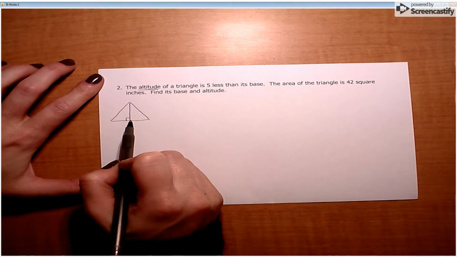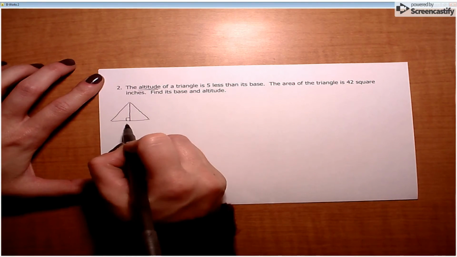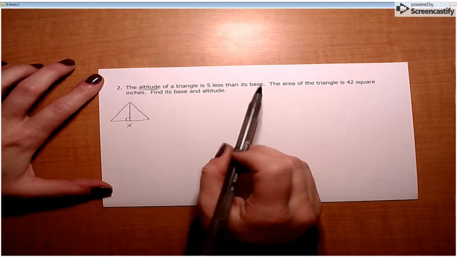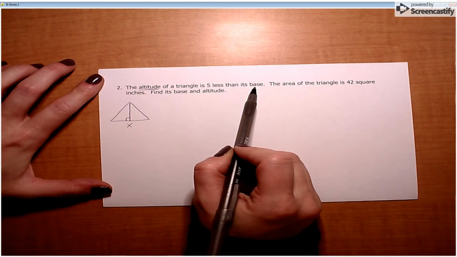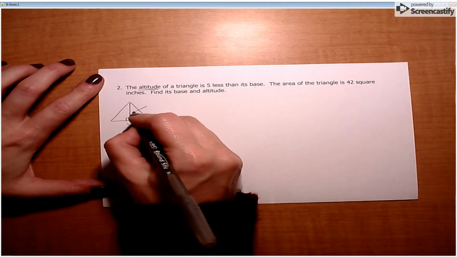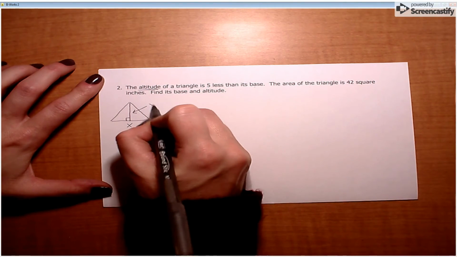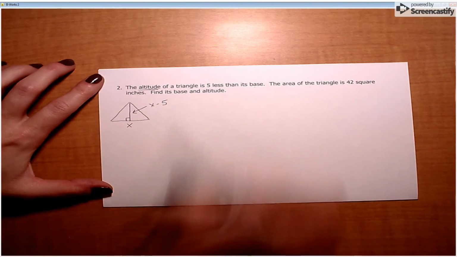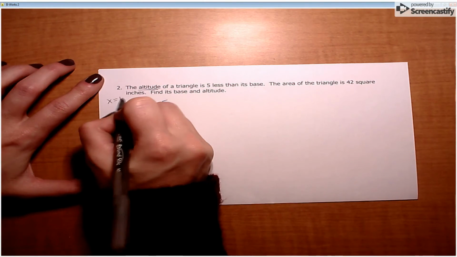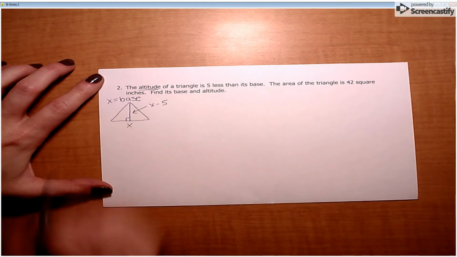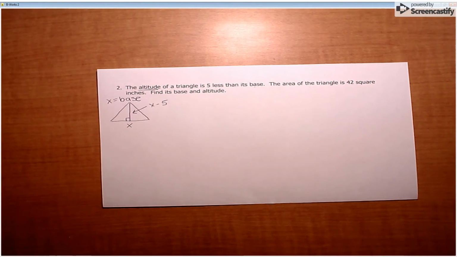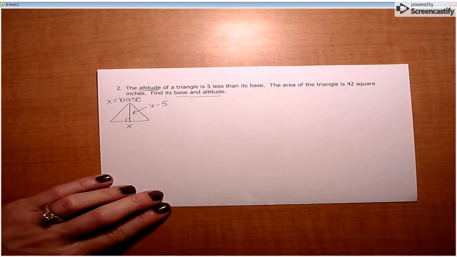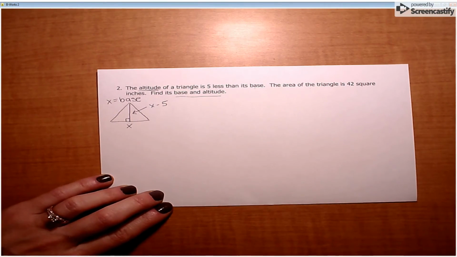So what I know is that this is my base, and the altitude is determined from the base. So this altitude here is 5 less than the base, and I can write that as x minus 5. So in this case, our value of x is the base measurement. I'm going to keep that in mind because ultimately my goal is to determine the base and the altitude.